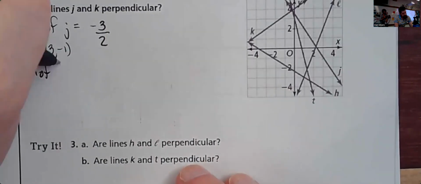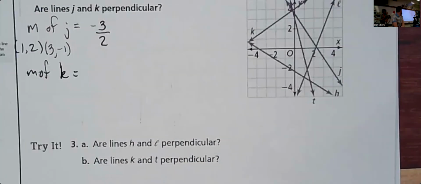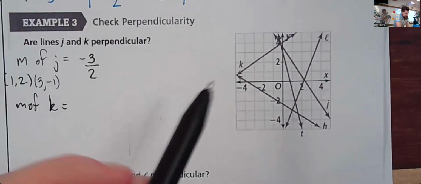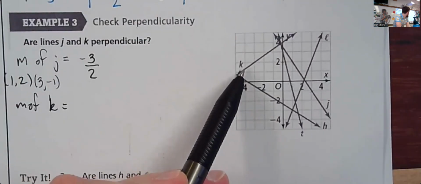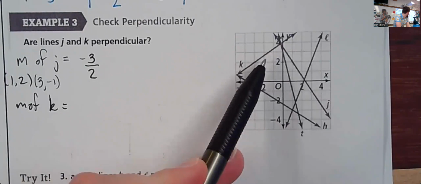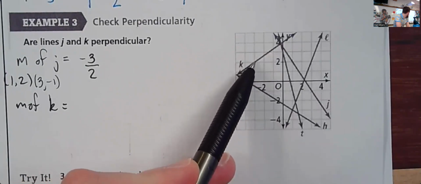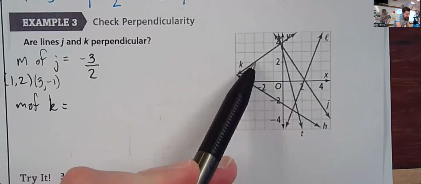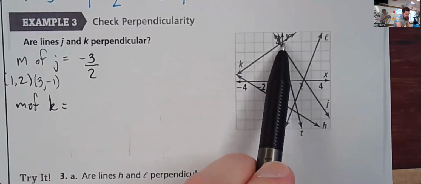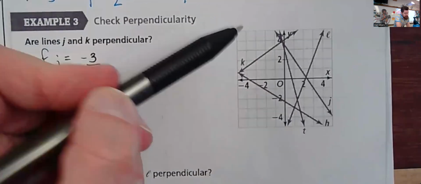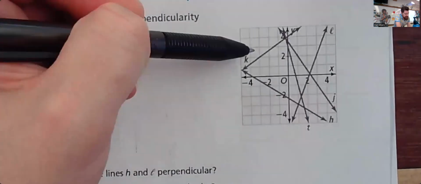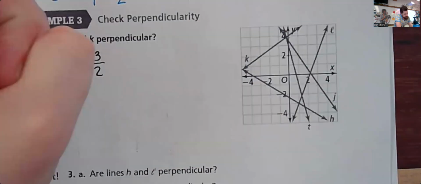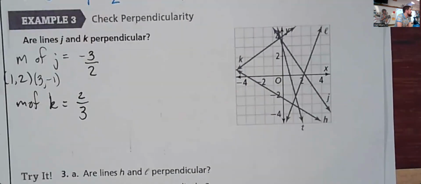Slope of line K. First of all, we need to find line K. Here it is right here. That's this one that's going up to the left. I see a point right here, and then I see another one on the y-axis right there. Well, we don't even need to know what point that is. We can just count up and over. So let's see, 1, 2, and then 1, 2, 3, 2/3. So up 2/3.